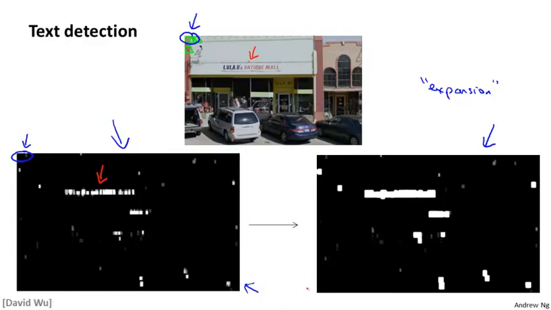Finally, we're just about done. We can now look at this rightmost image and look at the connected components, the contiguous white regions, and draw bounding boxes around them. In particular, if we look at all the white regions, like this one, and so on, we can use a simple heuristic to rule out rectangles whose aspect ratios look funny, because we know that boxes around text should be much wider than they are tall.